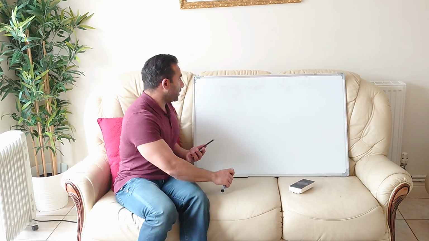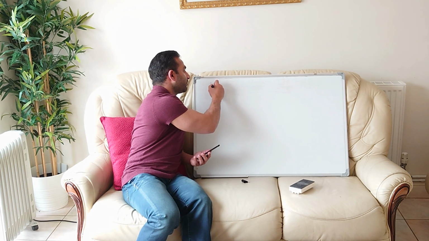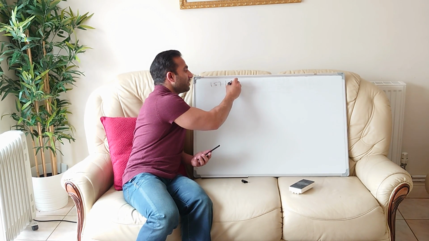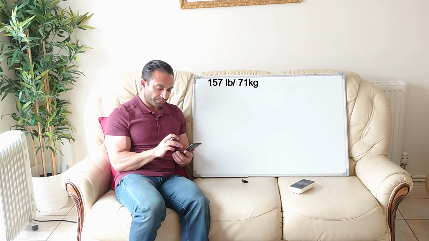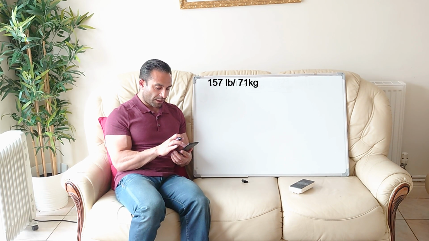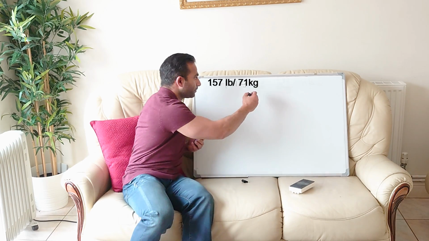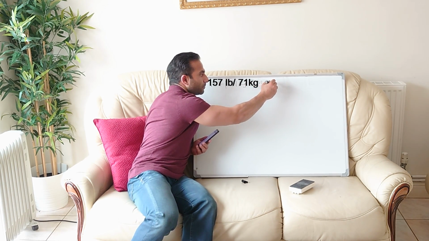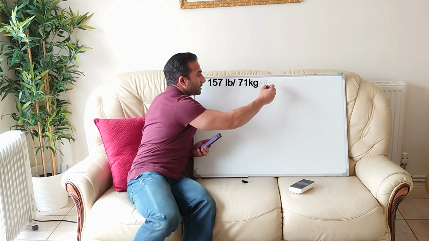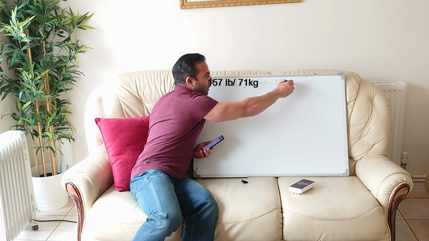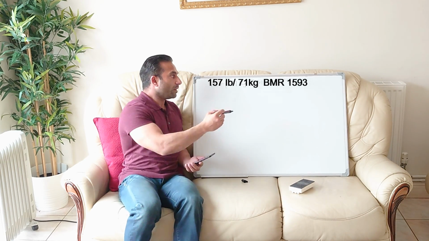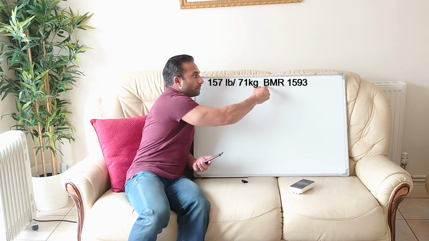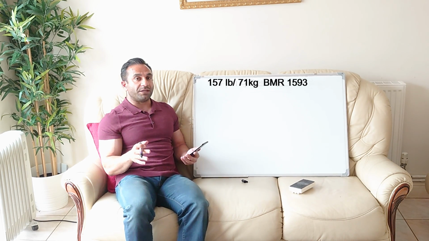So I weighed in today, this morning, 157 pounds, which is 71 kg. Okay, so 71 kg. My height is 165 centimeters. I am 42 years young, male. And what it's telling me is my BMR, my basal metabolic rate is 1593 calories.